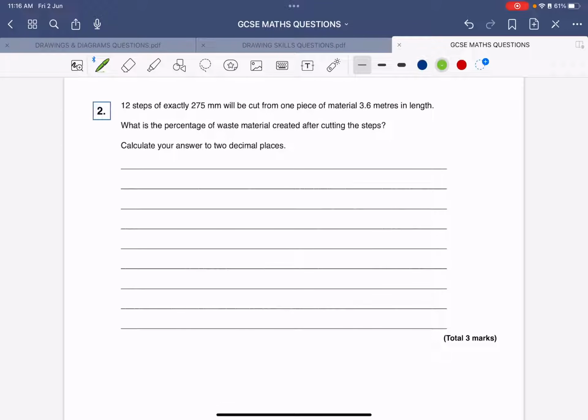Well, here's a good one. This one is asking about wastage. Now, wastage I do see coming up a lot, calculating the percentage even of waste that is resulting from some pieces being cut. So let's look at the key information here.